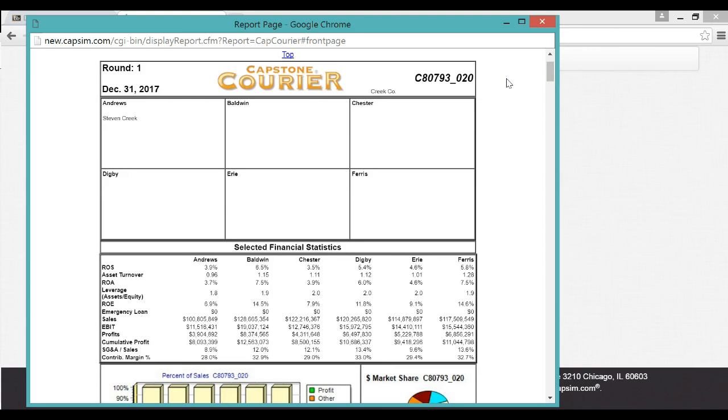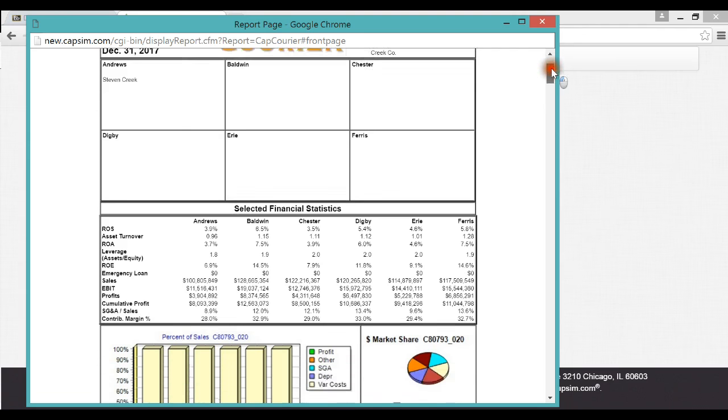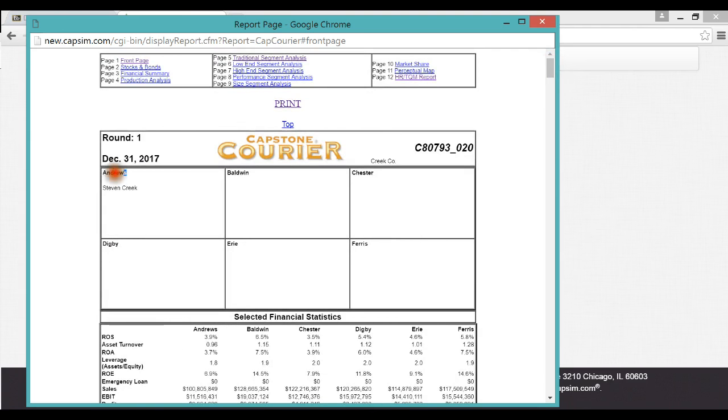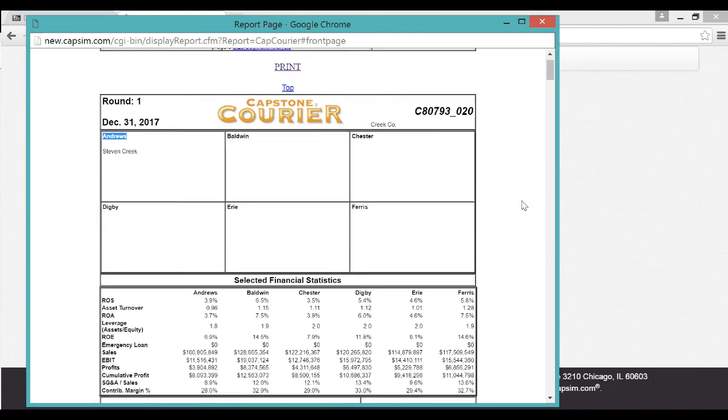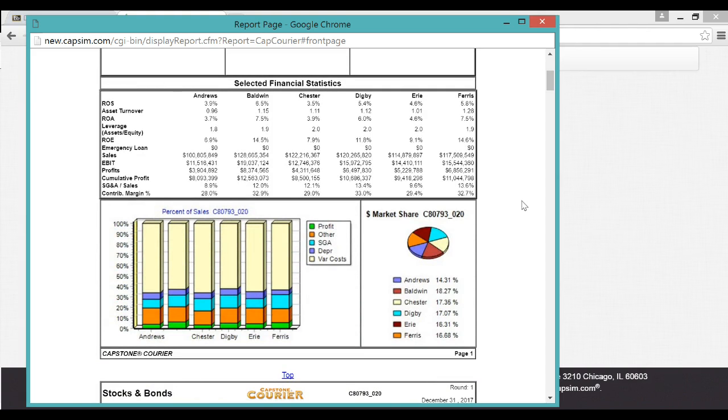And as I scroll through this, I'm going to be looking for anything that looks bizarre to me. Because this is going to tell me what my company could potentially be doing better. And as you progress from round 1 to 8, or in the practice from 1 to 3, you'll want to see how you're doing compared to those other companies. So Andrews is my company, and that will be your company as well. And these other 5 are your competitors. So let's see how I did in round 1.